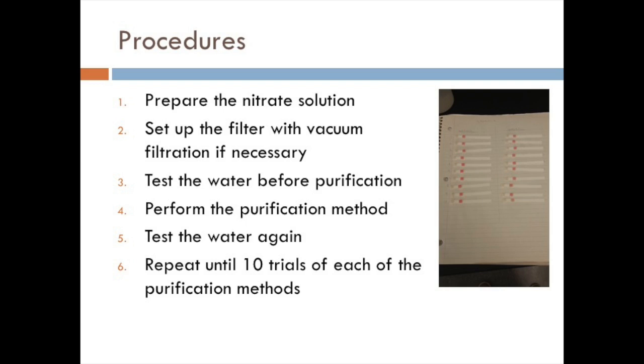So my basic procedures were first to prepare the nitrate solution and then set up the filter or purification method based on its needs. Some needed a vacuum filtration to pull it through and some didn't. Then I would test the water before I purified it, perform the purification method, and test the water again. I'd compare the original reading of nitrate to the final reading of nitrate, and then I repeated this for 10 trials of each of the 4 purification methods. I'll show you some pictures of the purification methods on the next slide.